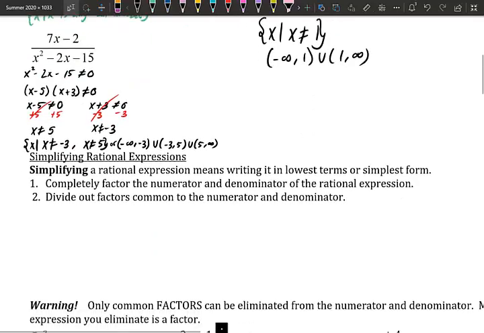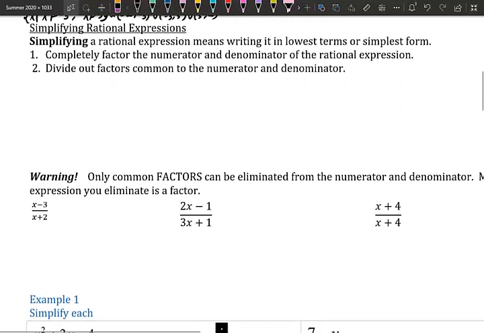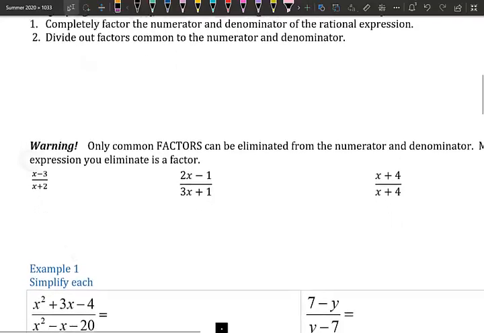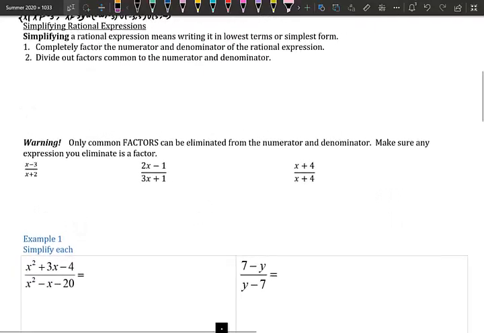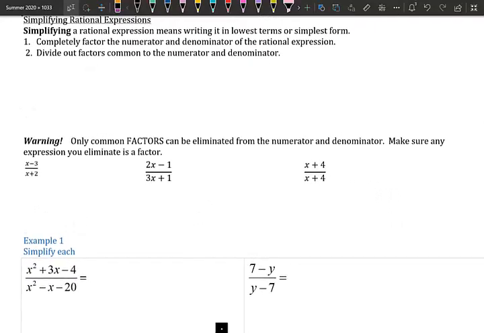Alright, simplifying rational expressions. To simplify a rational expression means to write it in its lowest terms or simplest form. You completely factor the numerator and the denominator of the rational expression, and divide out factors common to the numerator and denominator. Warning though, only common factors can be eliminated from the numerator and denominator. Make sure any expression you eliminate is a factor.